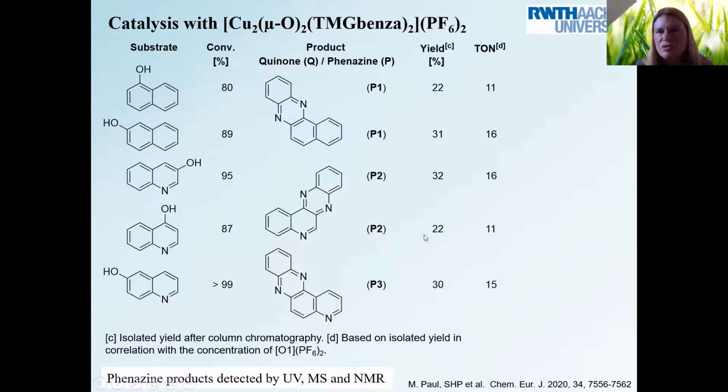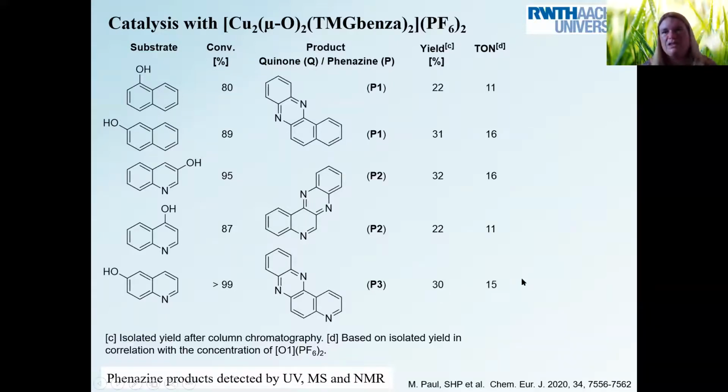The yield does not look quite convincing because we go with a lot of substrate on this. So we take 25 equivalents of the substrate, and there is a high conversion, and there are numerous processes happening. So in the end, we were quite happy to have this yield, and this is the isolated yield after column chromatography. And then we convert it into the TON.